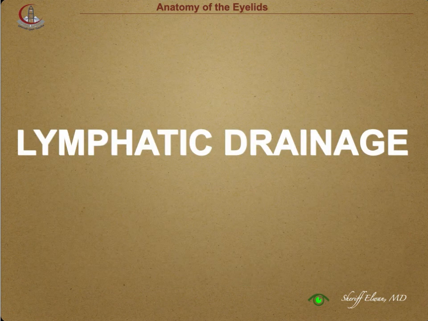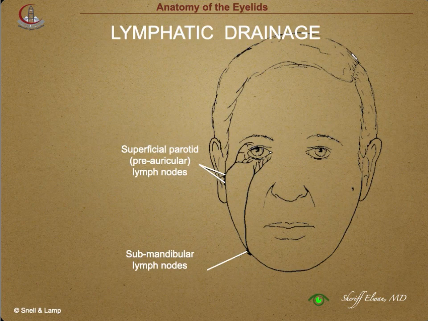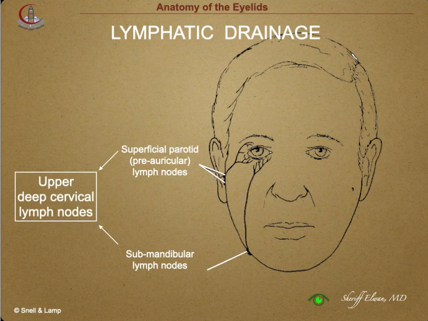Now we come to the lymphatic drainage of the eyelids. Dividing the eyelids into two halves, the lateral half is drained into the superficial parotid lymph nodes, which have another name, the preauricular lymph nodes, and the medial half is drained into the submandibular lymph nodes, and both drain into the upper deep cervical lymph nodes.